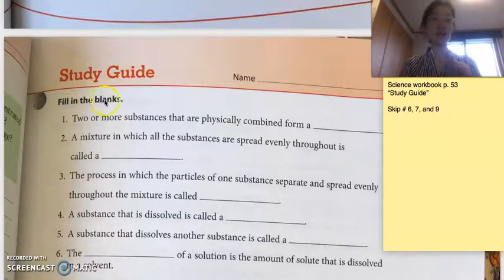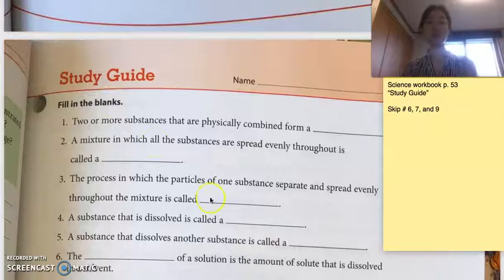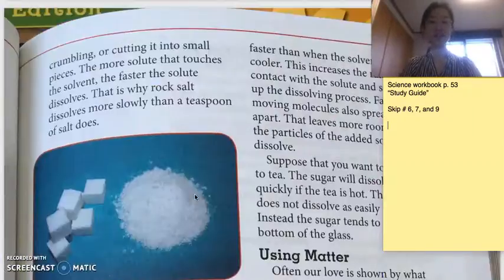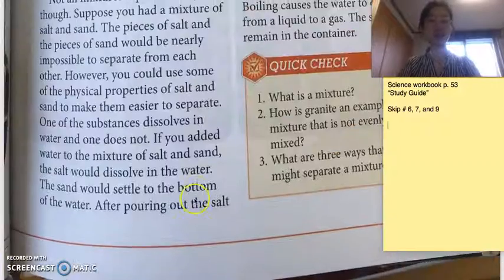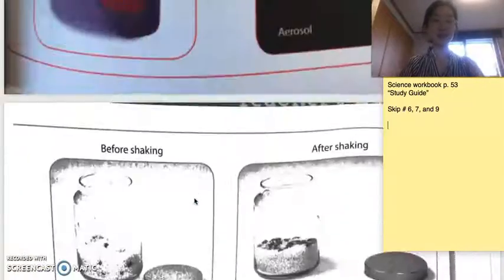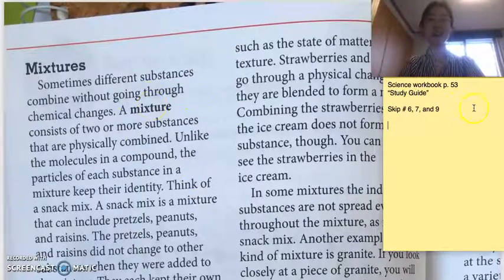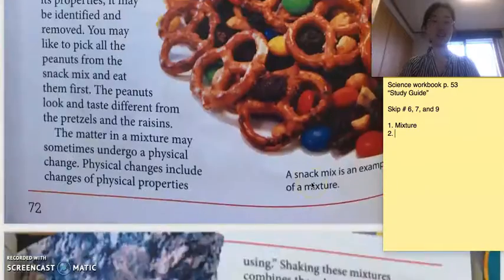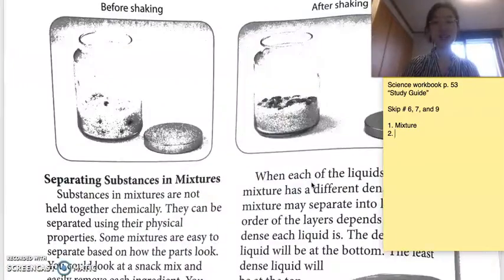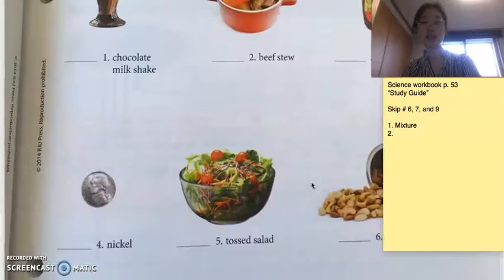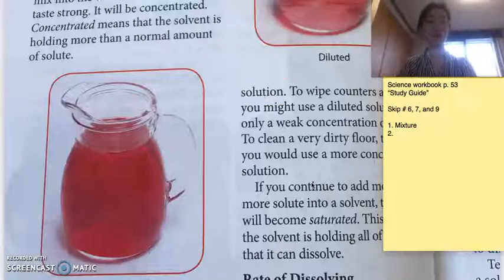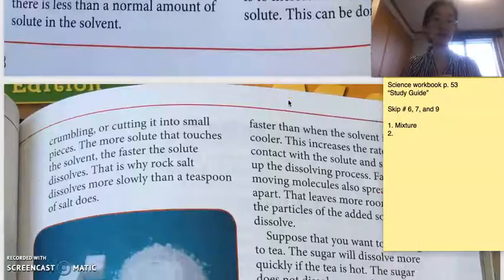So fill in the blanks. Number 1, 2 or more substances that are physically combined form a... This is all the way from earlier this week. Mixture! That's correct. So for example, we have the snack mixes, the peanut mixes, the beef stew, the tteokbokki, all that good stuff.